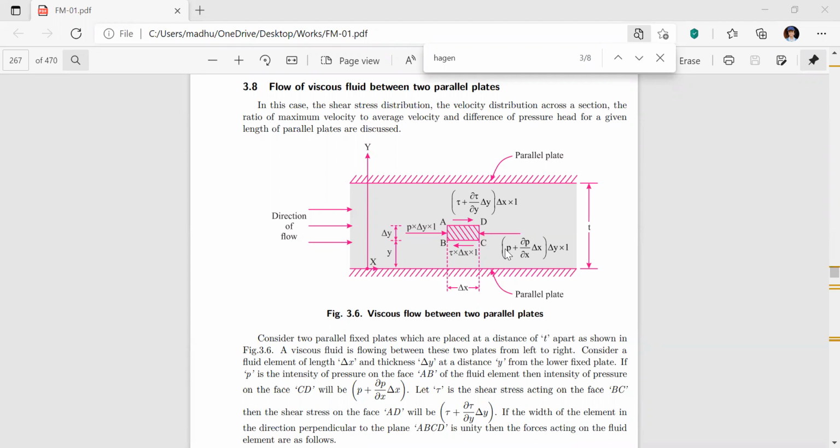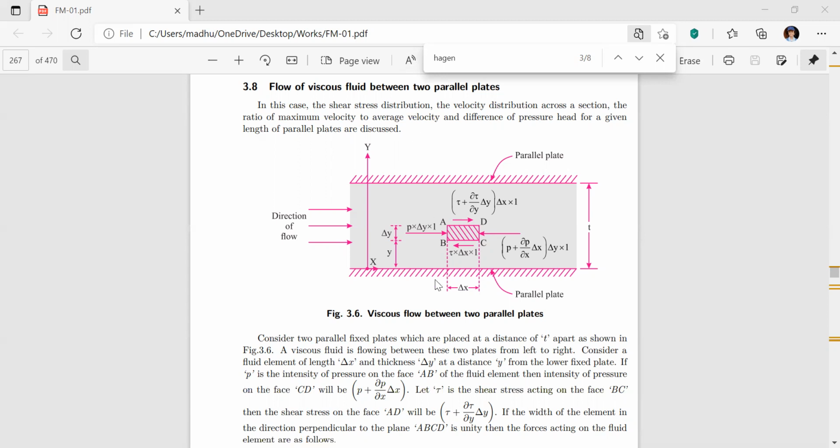Good afternoon, friends. As we discussed in the previous class regarding the Navier-Stokes equation, there is no derivation for this equation as per the syllabus, but there is only the illustration of the final equation. The very important next topic of this fluid dynamics is the flow of viscous fluid between two parallel plates.